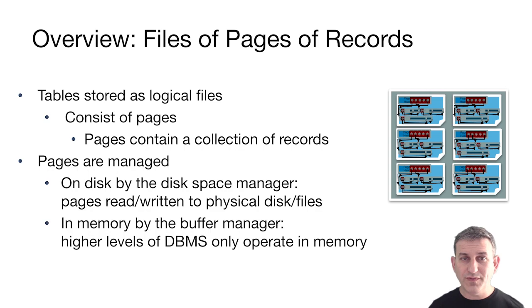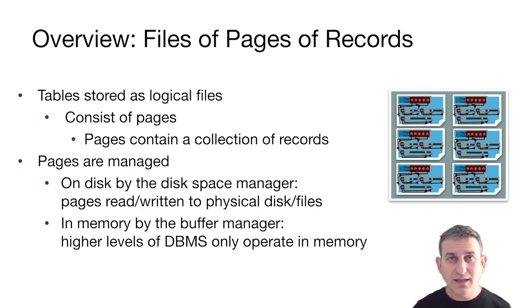So as an overview, we've got files. Files contain pages, and pages contain records. Tables are stored as logical files in the disk space manager. The file consists of a set of pages, and the pages contain a collection of records. These pages are managed on disk by the disk space manager. You read and write them to physical disks and files. And of course, the transfer between the memory and the disk is part of what the disk space manager does.